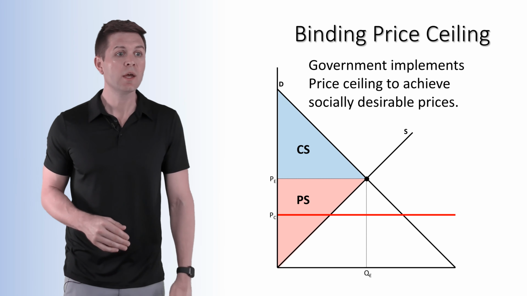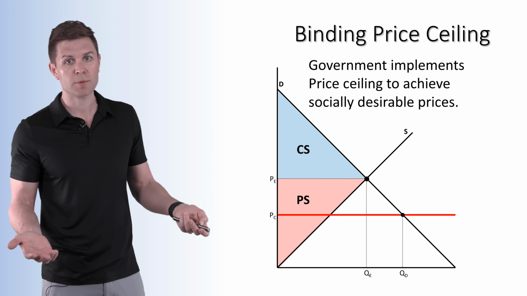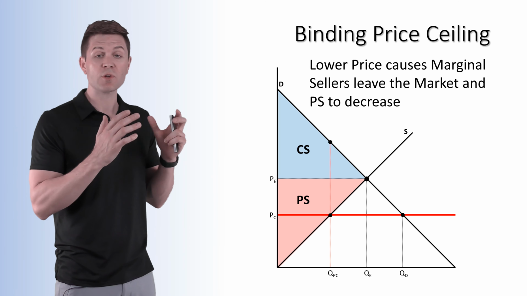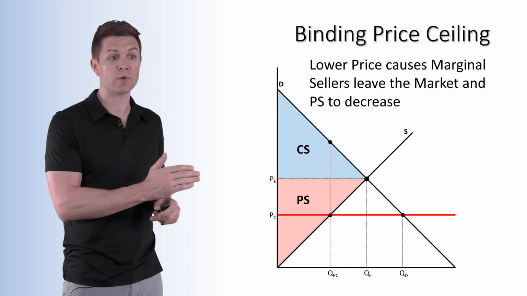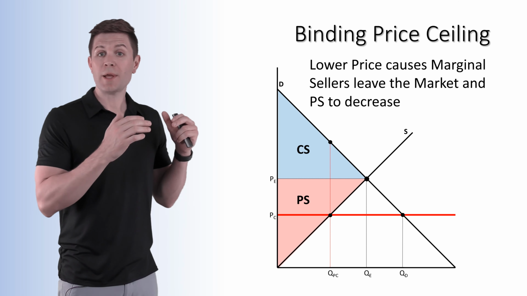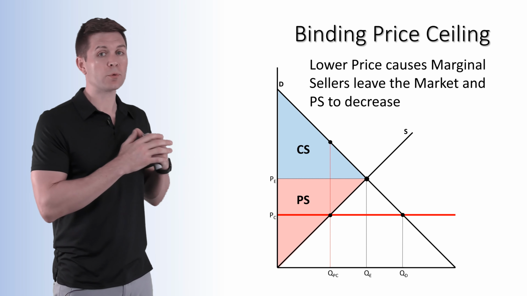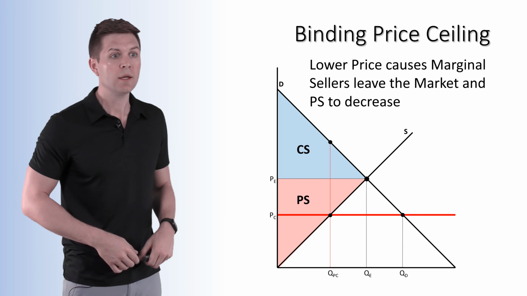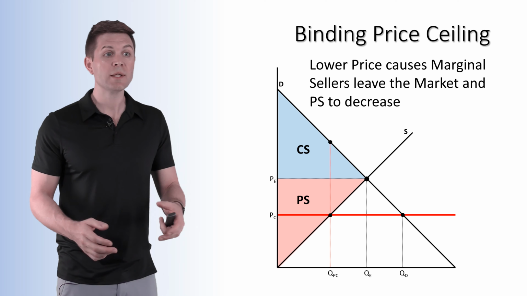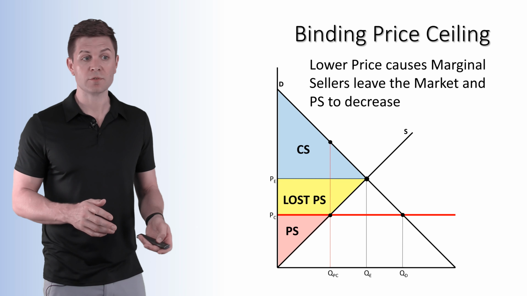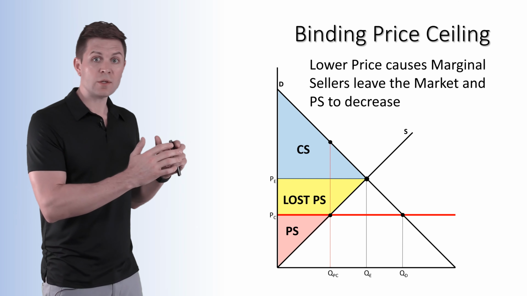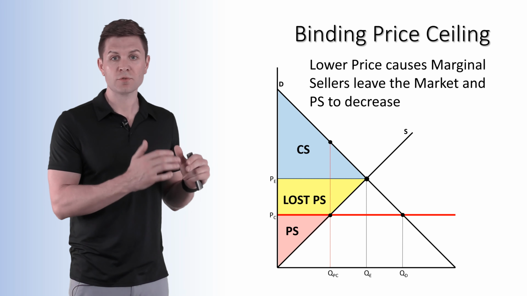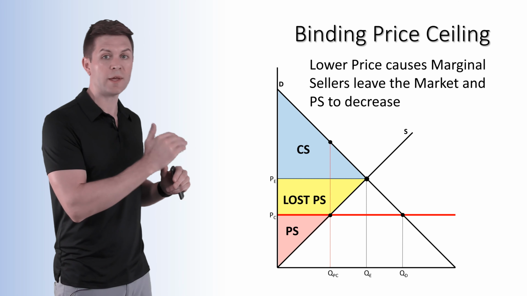So as we put this price ceiling in, the quantity demanded obviously goes up because people want to buy more because there's a lower price. Now we know there's going to be a shortage in this situation because the quantity supplied is also going to go down. Quantity supplied is going to go down because price is lower. Producers respond to the law of supply, lower price, lower quantity supplied. So marginal sellers leave the market and producer surplus starts to decrease. That whole yellow area right there is lost producer surplus. That lower price causes all that to be lost.